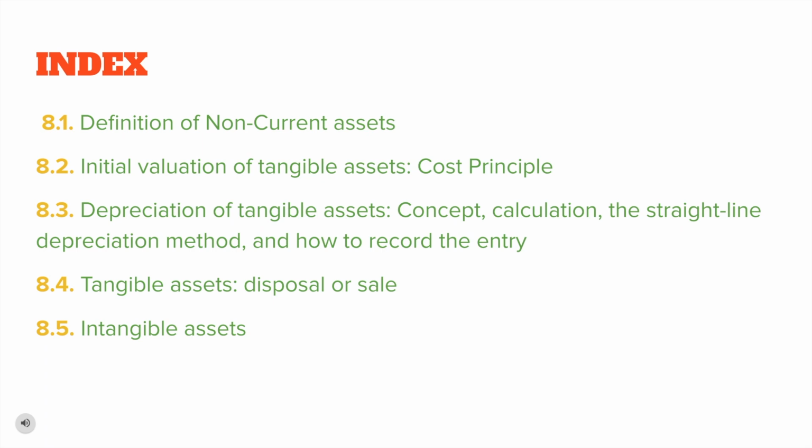Then we will see the depreciation of tangible assets. What are they? The calculation with the straight line method and how to record the entry. Then we will see the disposal or sale. And finally, what are the intangible assets?